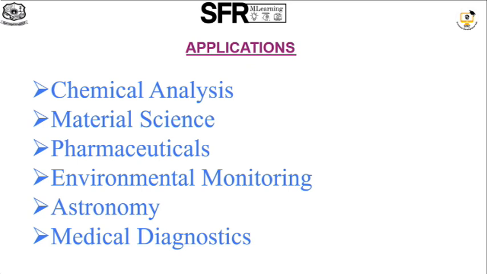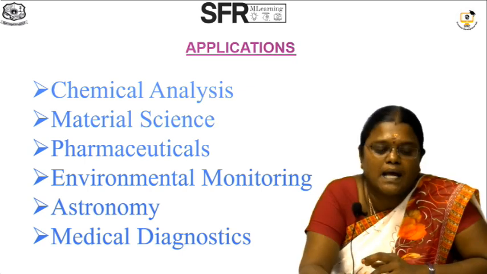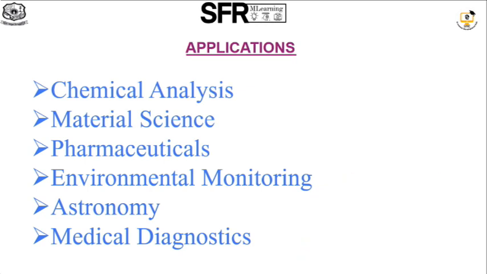Next, what applications are involved in spectroscopy? There are numerous applications. First, chemical analysis, which is to identify and quantify chemical compounds in a sample. Material science, where it is used for the analysis of the composition and properties of materials. Pharmaceuticals, where spectroscopy is used in the pharmaceutical industry to identify drugs for various diseases.